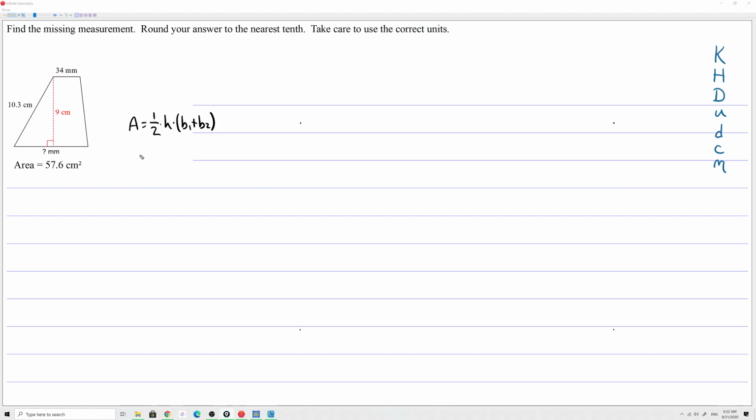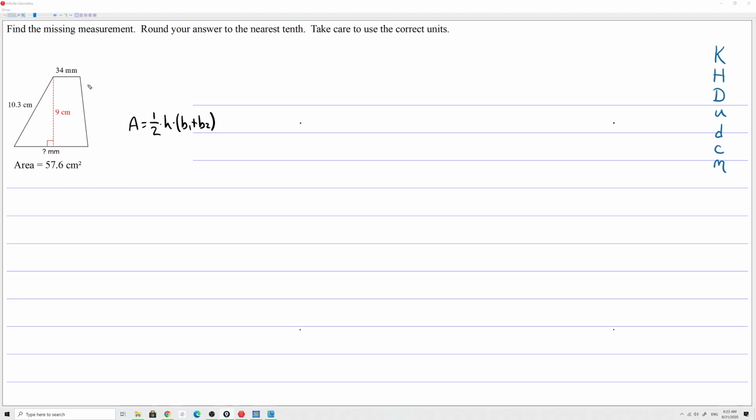So all we have to do in this problem is plug in everything that we know. We know the area, we know the height, which is 9, we know one out of the two bases, so then this is just an algebra problem. Now, one thing to be cautious of here, if you'll notice, the area is in square centimeters, whereas the dimensions that we're interested in, the height is in centimeters and the bases are given in millimeters. So we need to convert so that everything is the same unit.